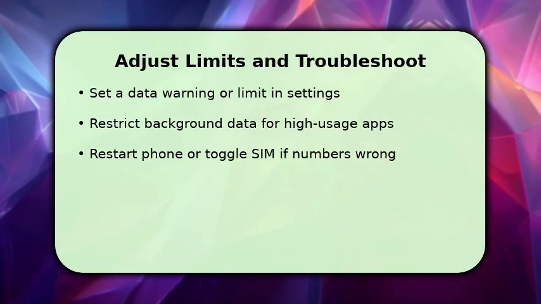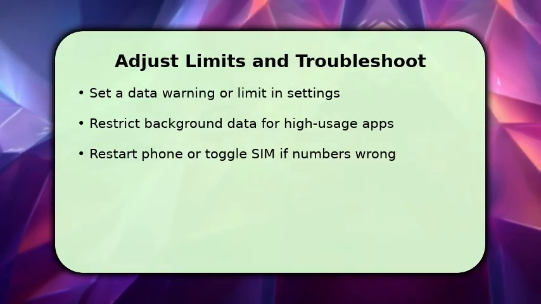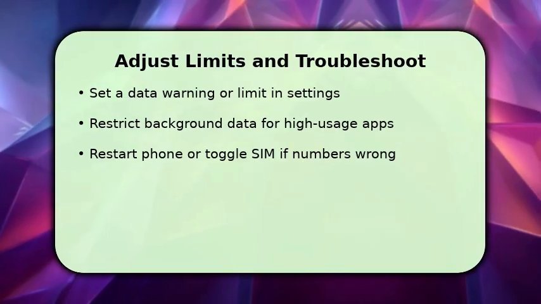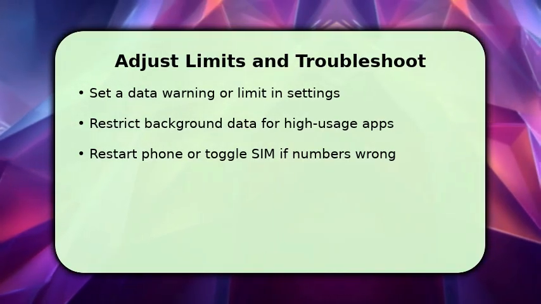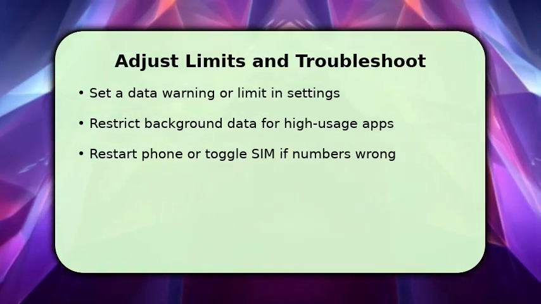If displayed usage seems incorrect, restart the phone and toggle the SIM or mobile data off and on. Network counters often resync. If problems persist, contact your carrier with screenshots of the data screen for clarification.